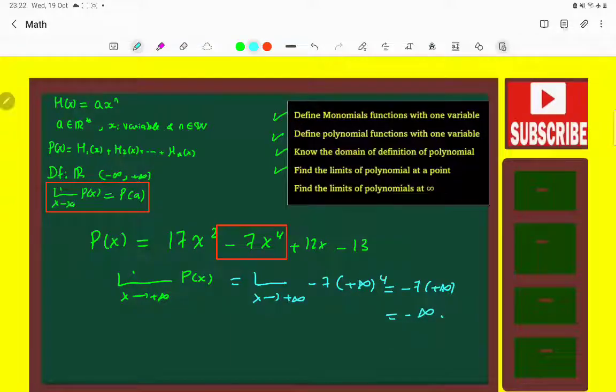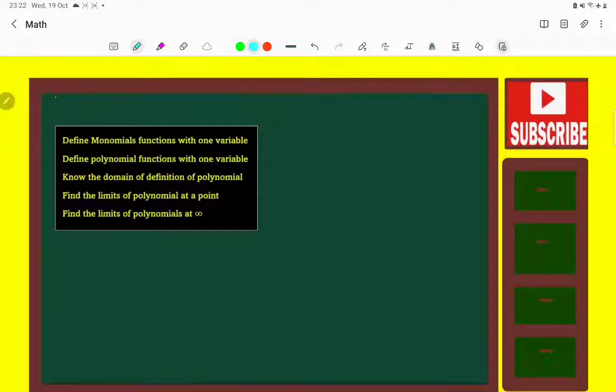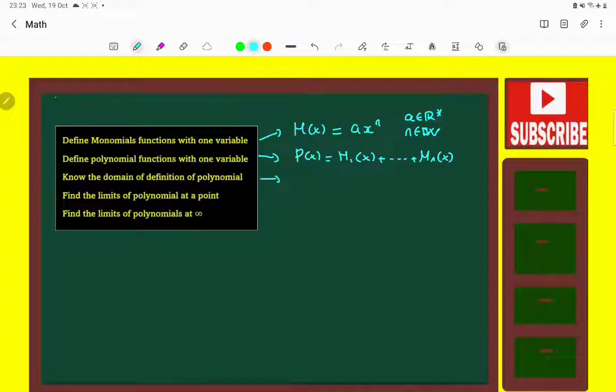And so with this, we covered 5 different points. First we defined monomial functions, which are given as ax to the power n, in which a is a non-zero real number and n is a whole number. Then we defined polynomial functions as the addition of monomials with different degrees. After that, we learned that the domain of definition of both monomials and polynomials is negative infinity to plus infinity, or the real set. So this kind of function is defined over the whole real set.